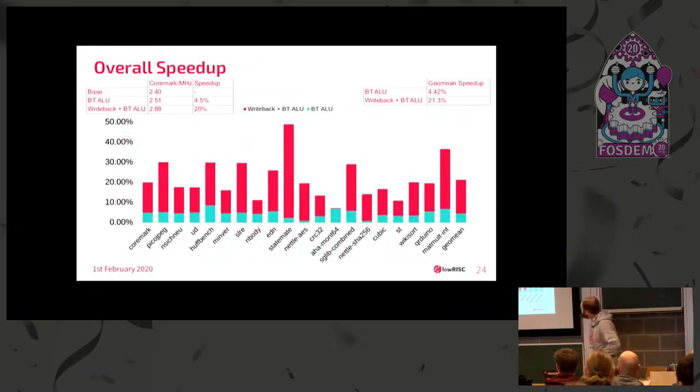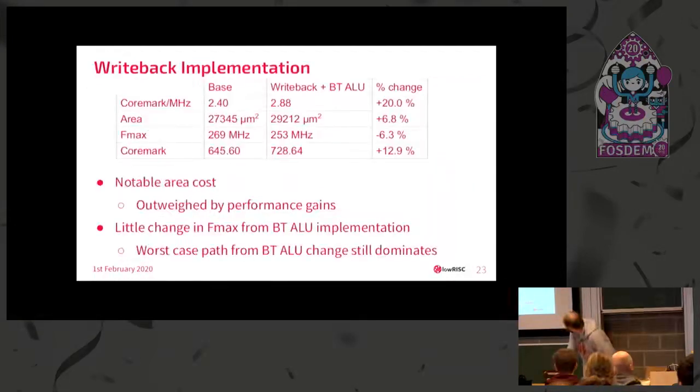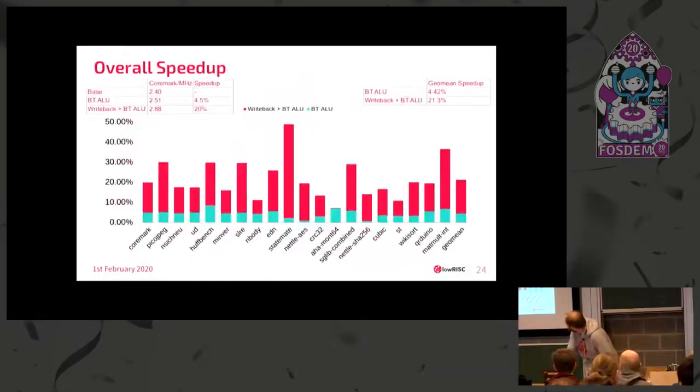So, nice complicated graph. Same thing you've seen before, benchmarks on the bottom, CoreMark on the far left, geometric average on the far right, Embench suite in the middle, and then it shows you our total speedup and a combination of what the branch target ALU has done for us and what the write back has done for us on top of that. And overall, our geometric mean there is 21.3%, so I think that's a really quite significant gain in performance for 7% area, which seems like a pretty good deal to me.